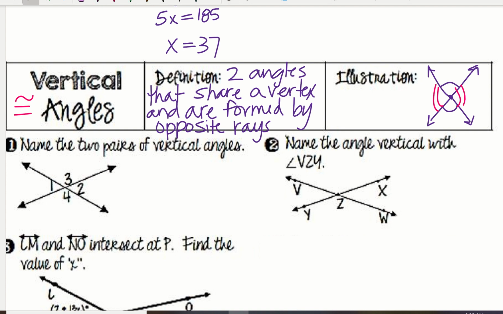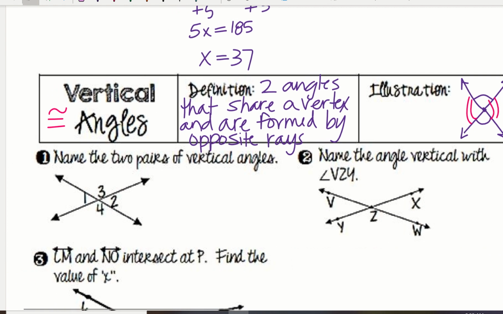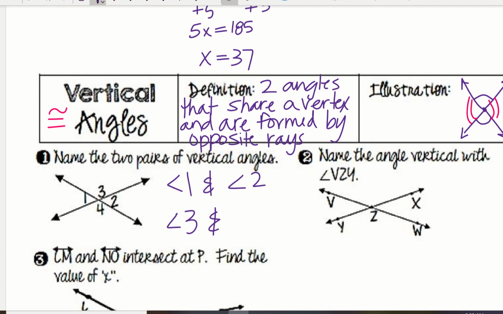Okay? So if I look at number 1, remember they're just angles that are across from each other basically. Here. Not here. Okay, somebody give me a pair of vertical angles. 1 and 2. Okay, so angles 1 and 2. What's the other pair? 3 and 4. So we're gonna skip number 2 because it's just the same thing again.